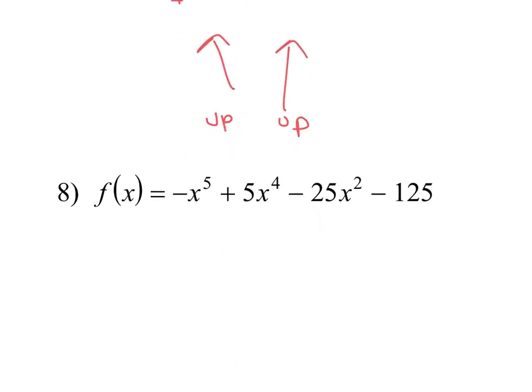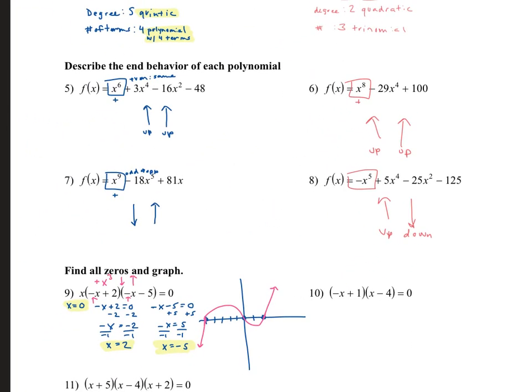Let's look at number 8. Which term are we looking at here? Negative x to the 5th power. Is this positive or negative? Negative. So what's our right arrow going to do? Right arrow goes down. And is it even or odd? Odd. So are they going to go in the same direction or opposite direction? Opposite. So what's our left arrow going to do? Left arrow goes up. So we have up and down. Any questions from this section?